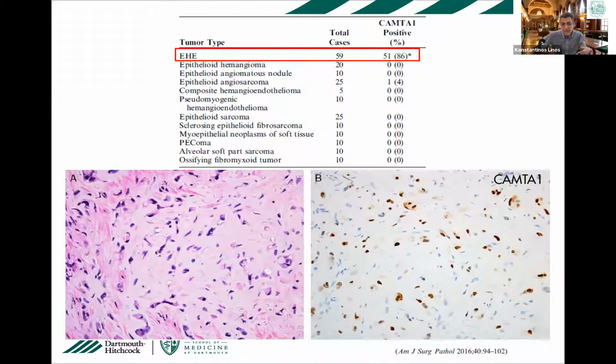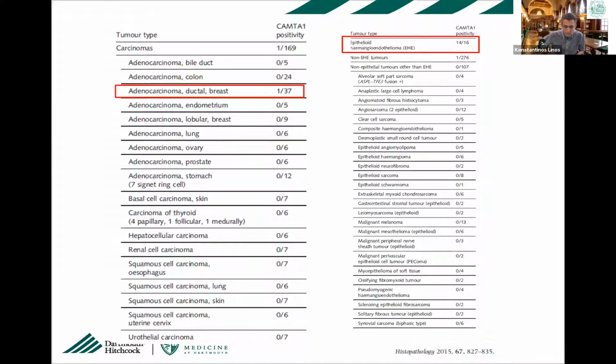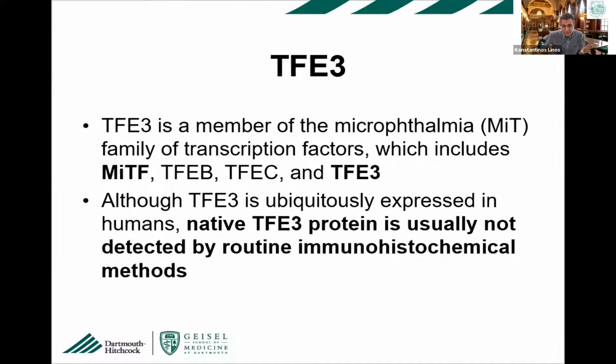So it's a stain that works pretty well, that in the appropriate morphological and immunohistochemical context, you can actually drop the molecular. Here was an epithelioid hemangioendothelioma from the lung and from the liver. And TFE3, the other one, TFE3 is not specific, as you know, is a member of the microphthalmia family of transcription factors. And although it's natively ubiquitously expressed in humans, it's not actually detected by immunohistochemical method.